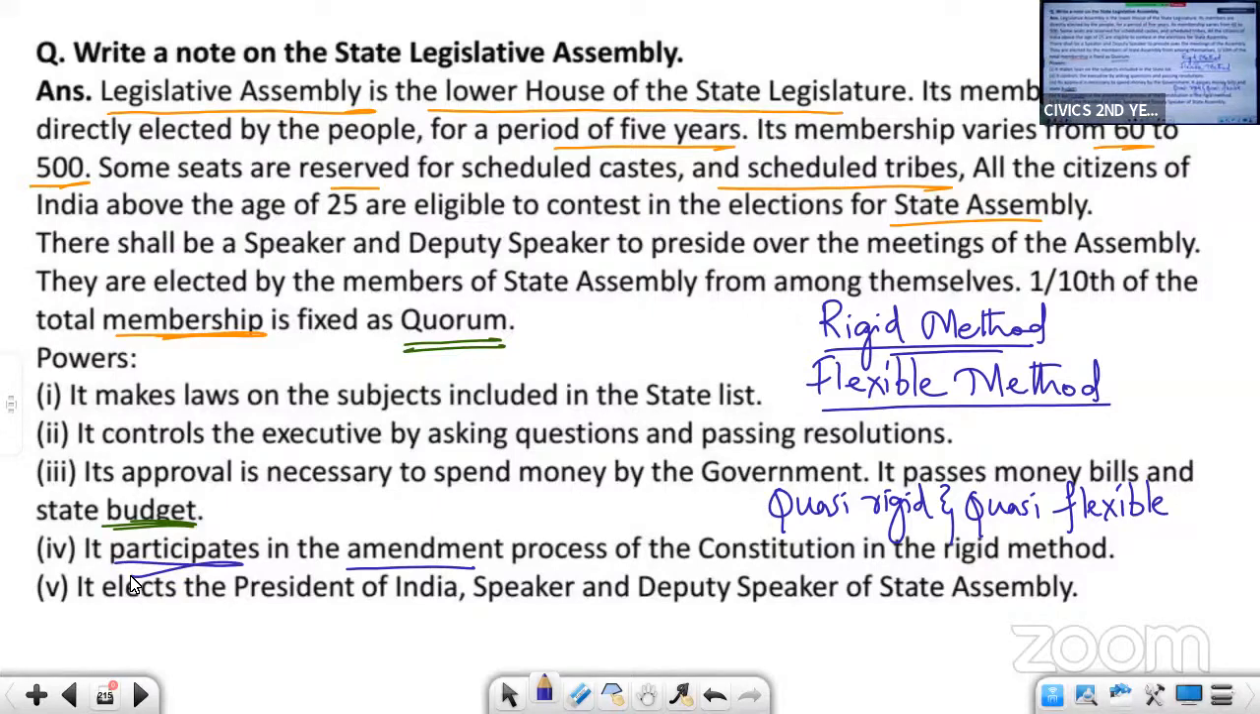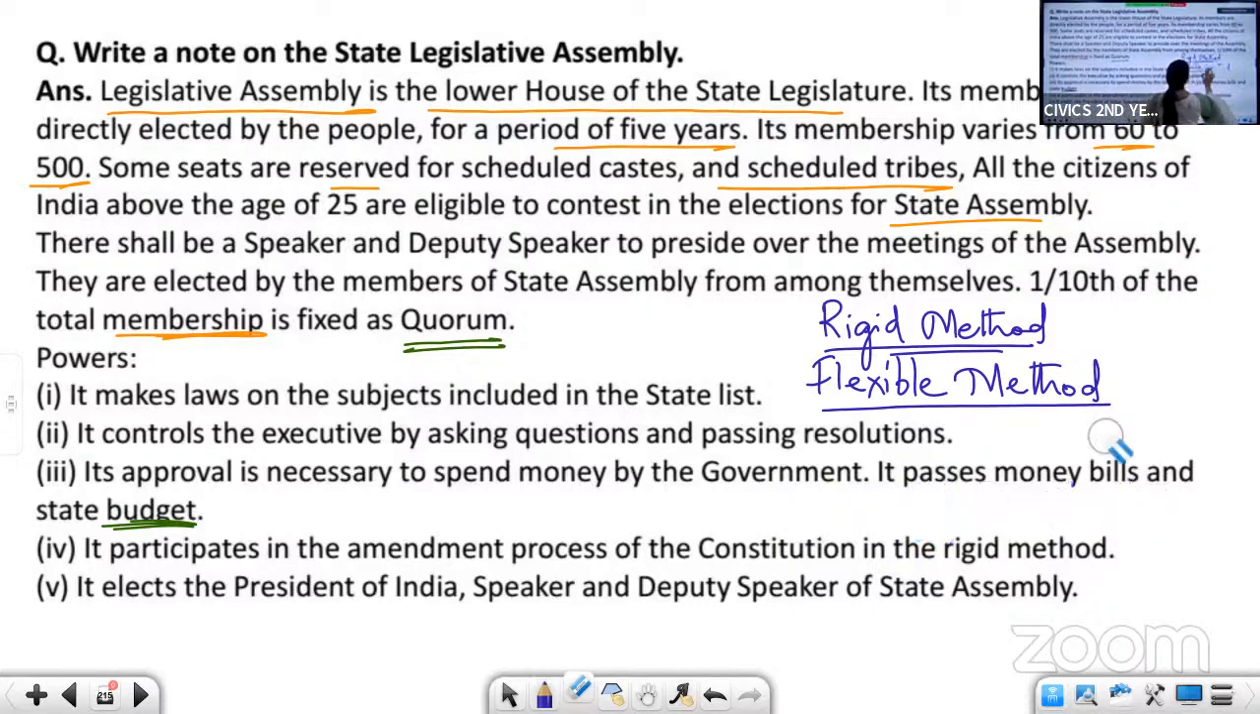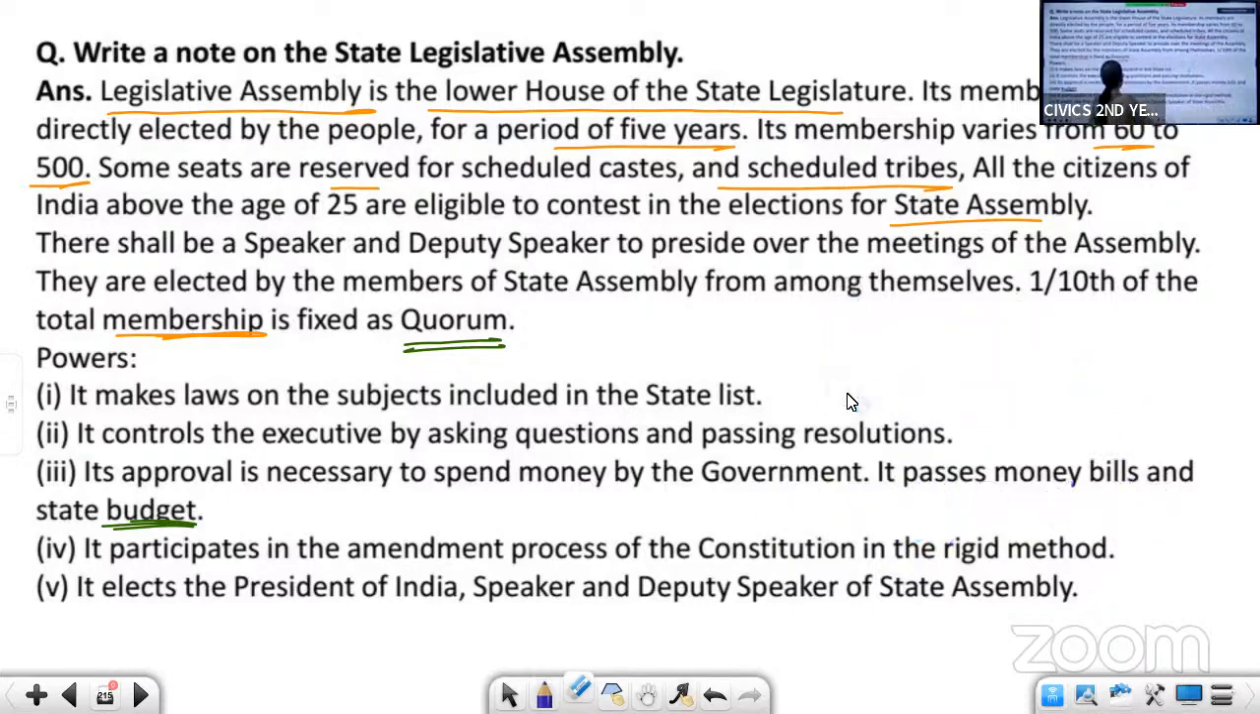Okay, under the rigid method, the legislatures of all the states should participate in the amendment process. And under the quasi-rigid, quasi-flexible method, the central government, that is the central legislature, and the participation of a few states is sufficient. So, under the rigid method, the state legislature will participate in the process of amendment of the constitution.